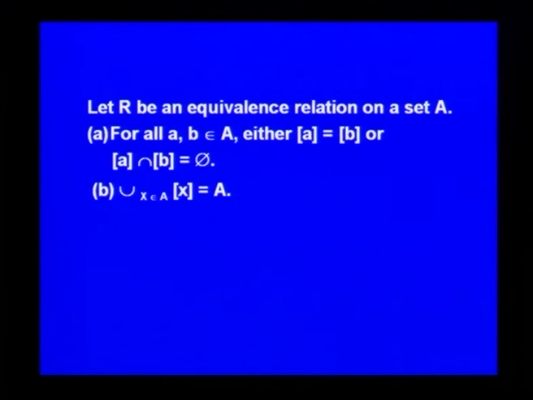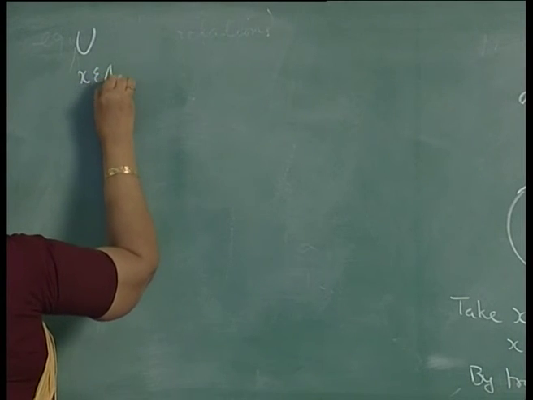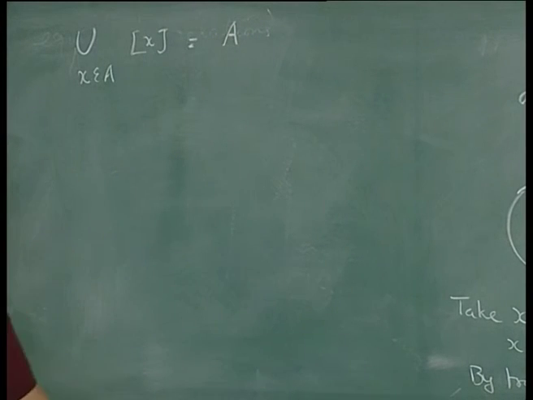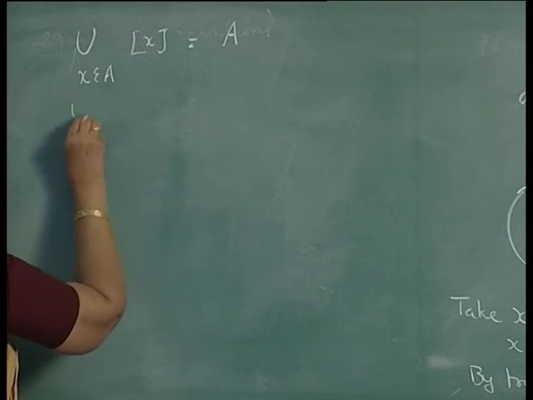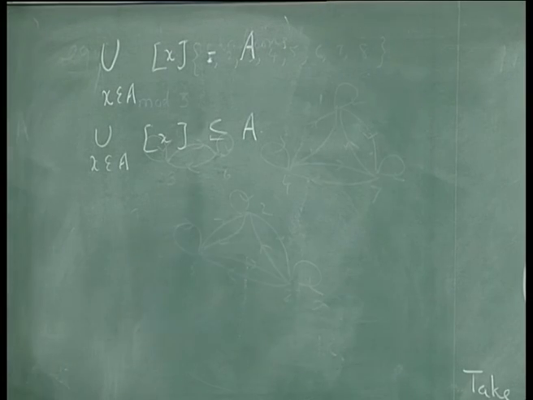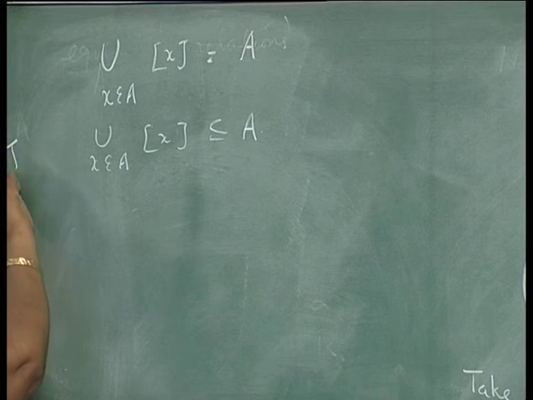Let us go to the second part now. What is the second part? The second part says that the union over x belonging to A of the equivalence class of x is equal to A. Now, again we have to prove it in two parts: the union over x belonging to A of the class of x is contained in A, and the other way around. Let us take the first part.